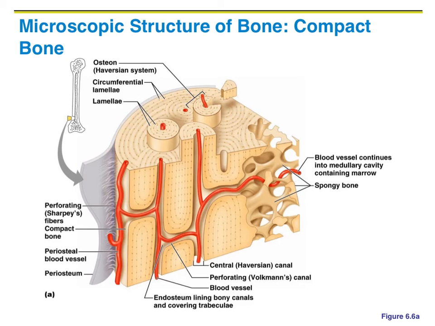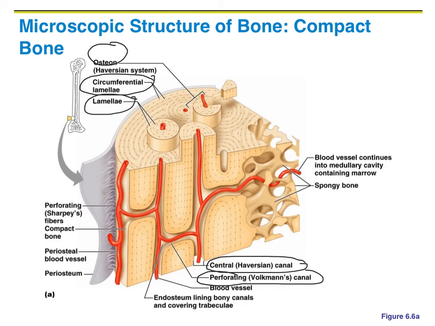Let's review some of the structures of compact bone. The osteon is the structural unit. It's surrounded by layers of collagen known as lamellae. Collagen in between the osteons is composed of circumferential lamellae. In the center of an osteon, we see the central canal, which contains nerves and vessels. Canals that lie at right angles to the central canal are Volkmann's canals or perforating canals.